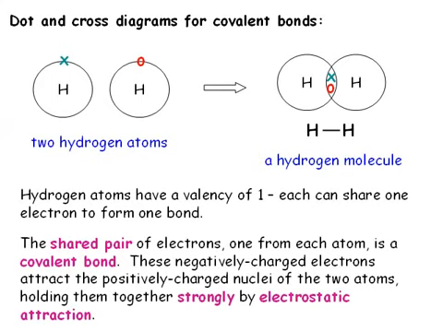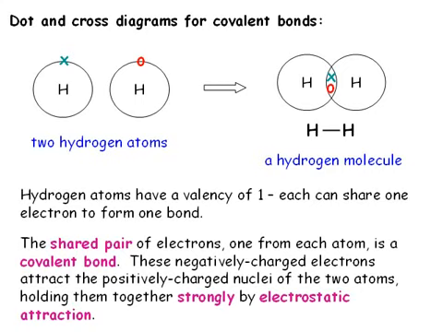Again, we use dot and cross diagrams to show the bonding, but these are different to ionic dot and cross diagrams. The simplest example would be the bond between two hydrogen atoms. Each atom has one electron. By sharing their one electron, they gain a share of one more, so each now has a share of 2 electrons, which is the maximum this shell can hold.